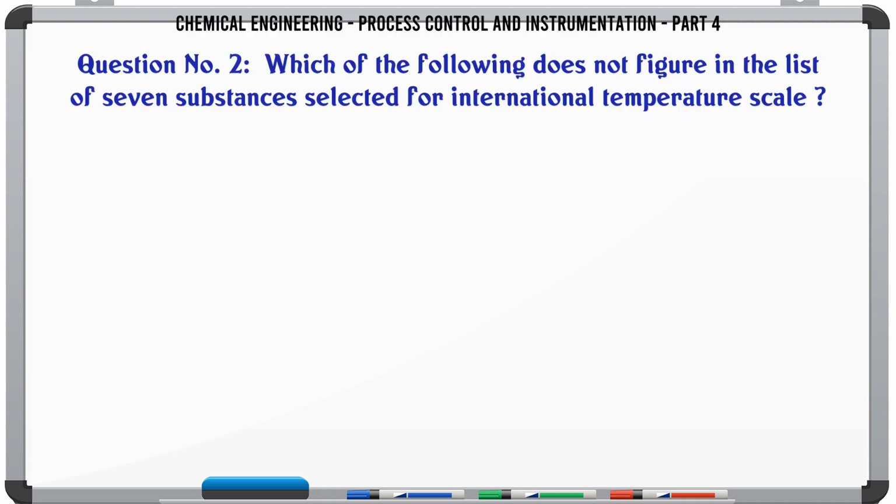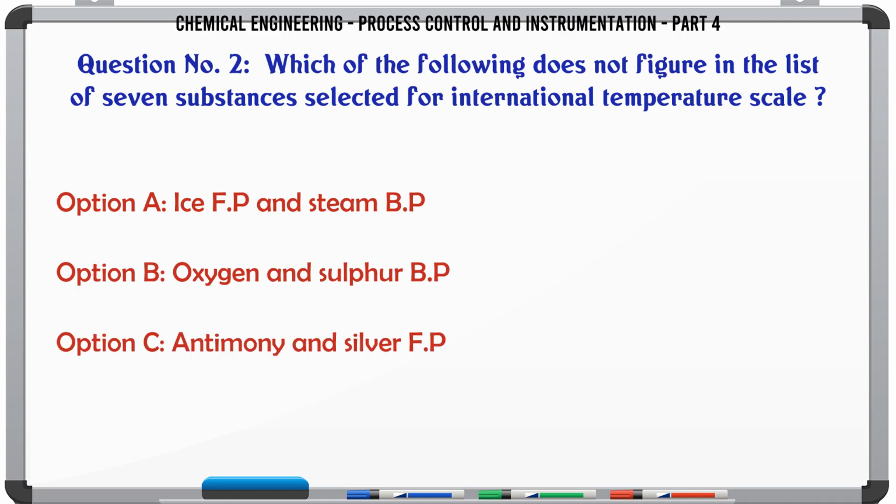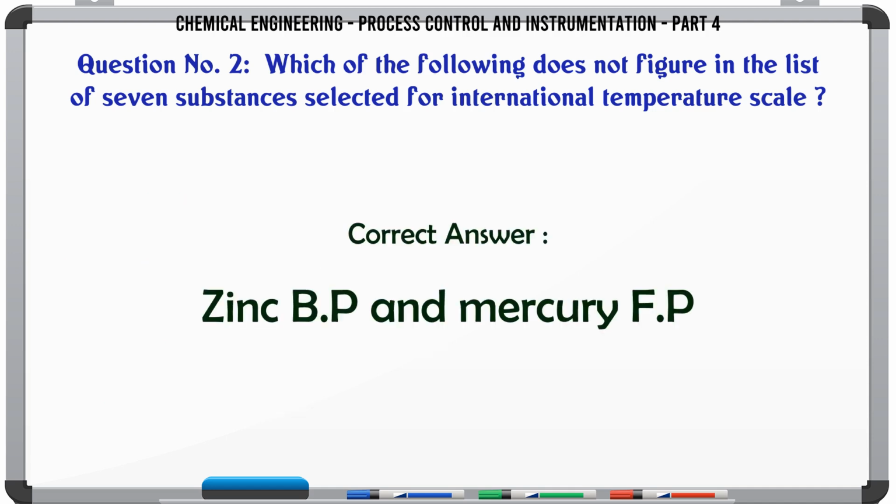Which of the following does not figure in the list of 7 substances selected for the International Temperature Scale? A. Ice F.P. and steam B.P. B. Oxygen and sulfur B.P. C. Antimony and silver F.P. D. Zinc B.P. and mercury F.P. The correct answer is zinc B.P. and mercury F.P.